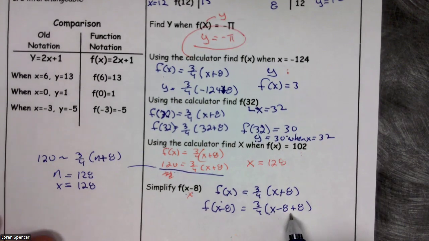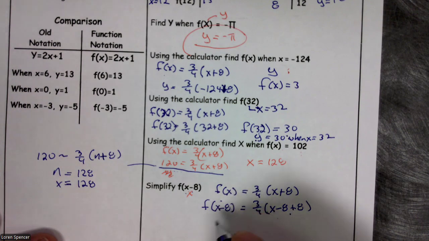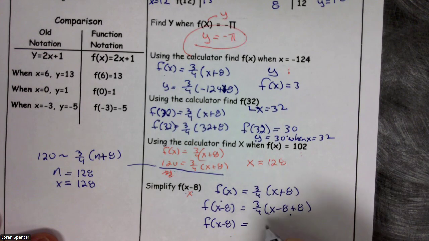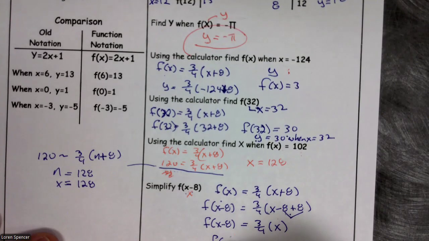Well, what's x minus 8 plus 8? Well, that becomes 0. So f of x minus 8 equals 3/4 x. These became 0. So 3/4 x. So f of x minus 8 equals 3/4 x. All right.